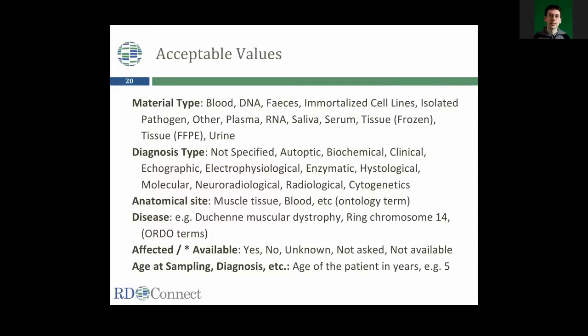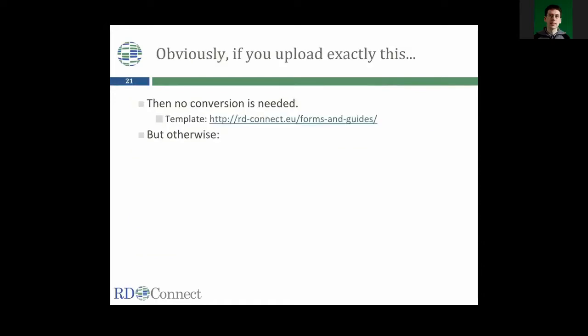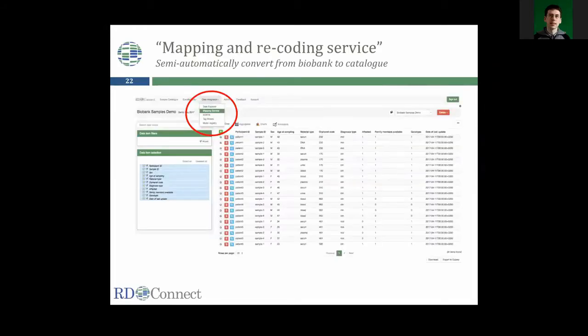Notable there is that disease is a term from the ORPHANET ontology. If your data is exactly in this format already, then great, we don't need to do a conversion, or if you can deliver it in that format yourself, okay. You also have an upload template for the catalog data format available on the website. But if your data is not in this form, then we have in our system a mapping and recoding service that can help to convert your data to the format of the catalog.